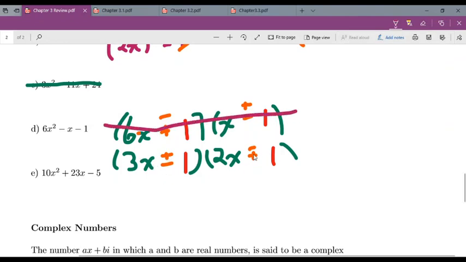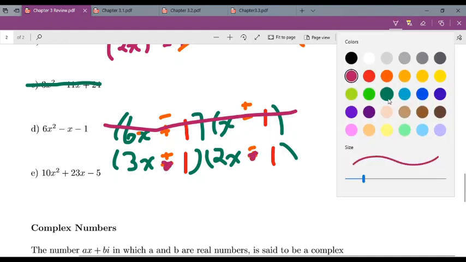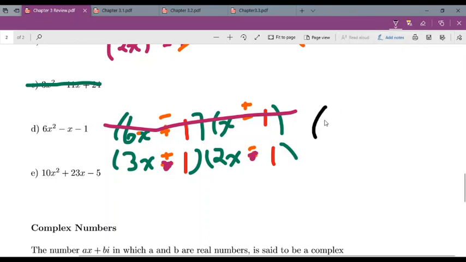I'm not sure if I've got a positive here or a negative here. So if I go 3x times 2x, that's 6x squared. 3x times negative 1 and 2x times 1 combined will give you that negative x, and 1 times negative 1 will give you the negative 1 that you need. So the combination you need is a positive here and a negative here, so that your final answer looks like (3x + 1)(2x - 1).